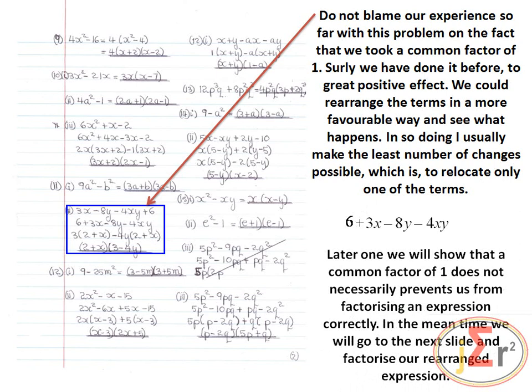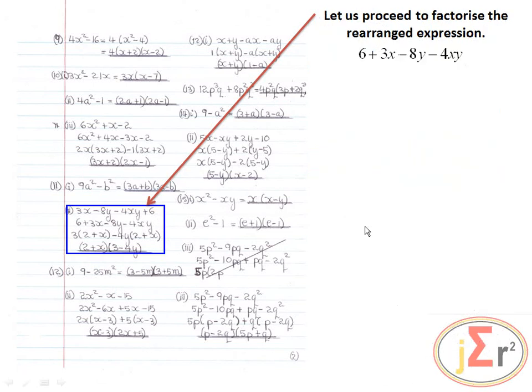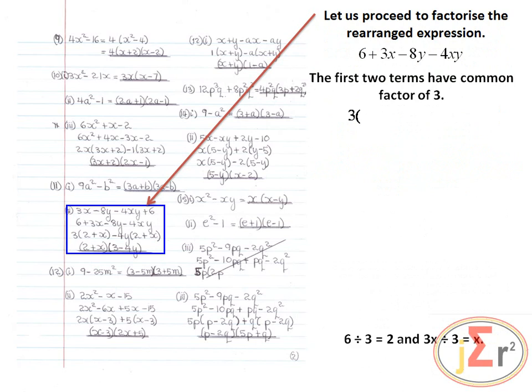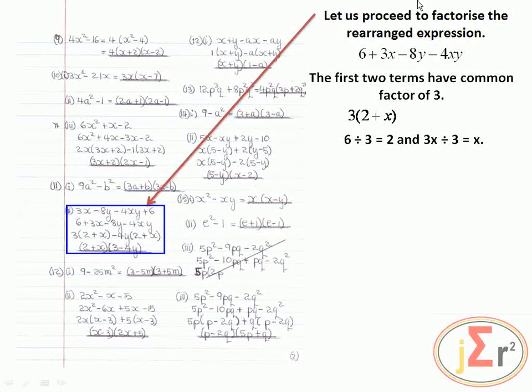correctly. In the meantime, we will go to the next slide and factorize our rearranged expression, which is the one that we have right here. So let us proceed to factorize the rearranged expression. The first two terms have a common factor of 3. 6 divided by 3 is equal to 2, and 3x divided by 3 is equal to x.